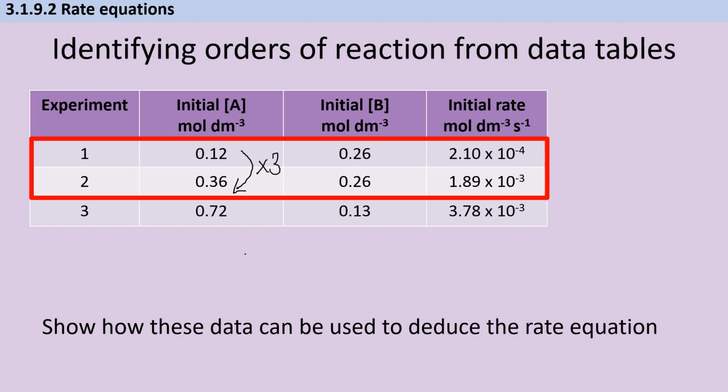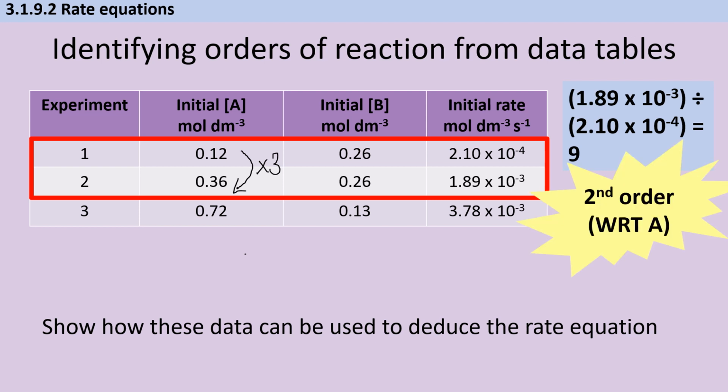The reaction must be 0, 1st or 2nd order with respect to A, so the rate must either not change, or triple, or increase by a factor of 9. So if I look at this, I can see that it has increased by a factor of 9, and therefore it is 2nd order with respect to A.